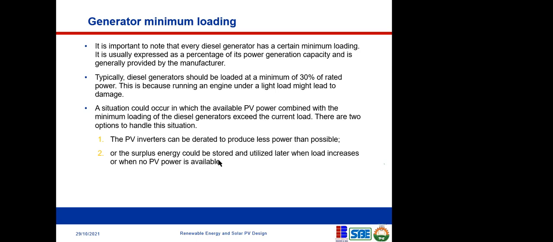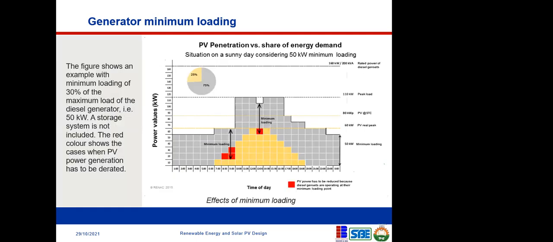But what is important here is that your generator should not run below its minimum loading capacity, which is 30%. So the second option introduces a storage into the system, making it more complex and then costly. So this is just to illustrate the generator minimum loading.